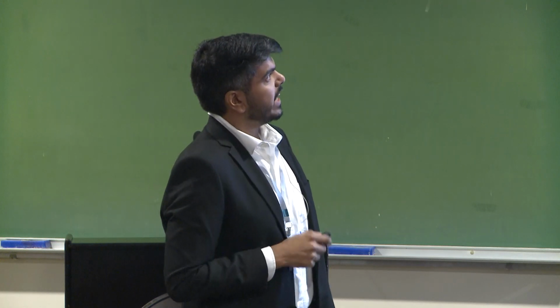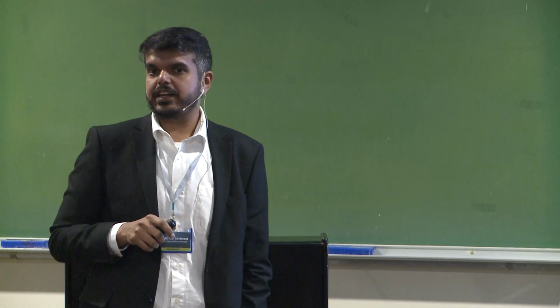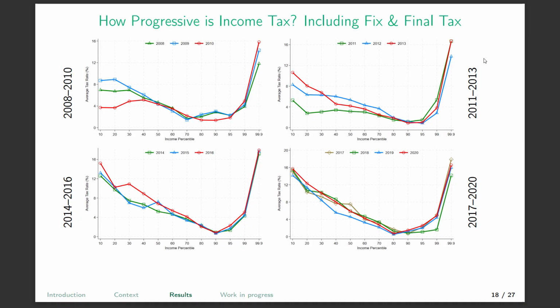And then when we add these presumptive taxes, the fixed and final tax, that's where the relationship changes, right? So now when we add that income in, we see that now it's more of a U-shaped, right? So we have low-income individuals paying high tax rates, and then we have high-income individuals paying high tax rates.